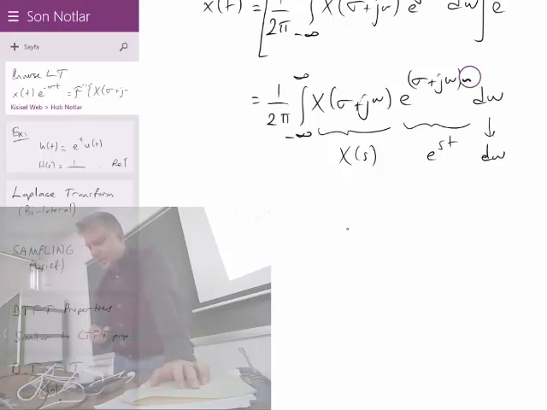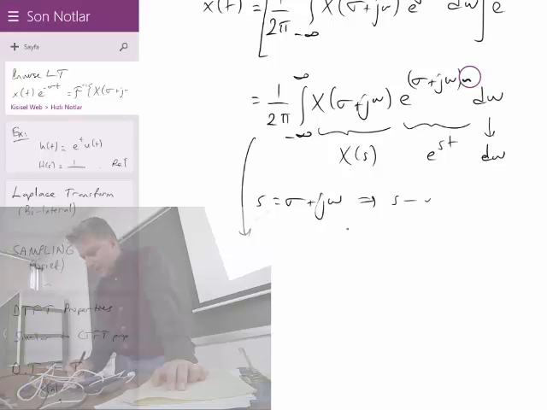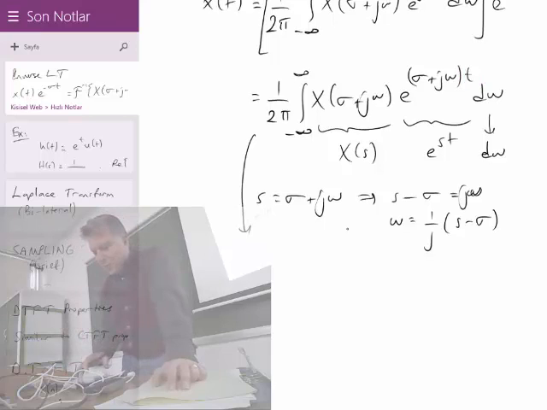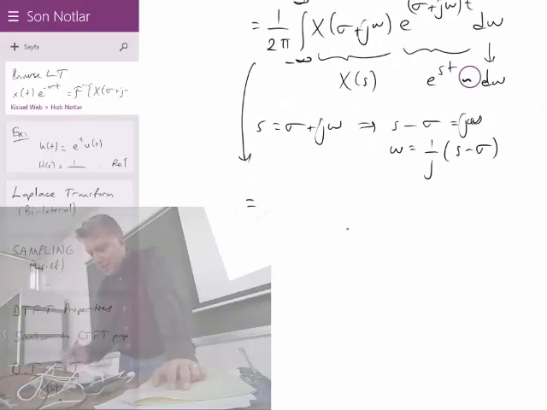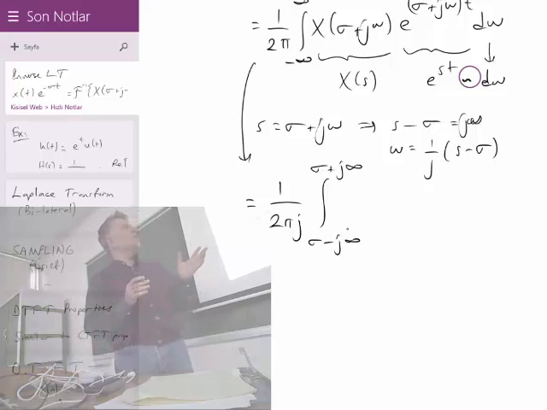Or we can write it like this. Let's make a replacement of variables, saying that s is equal to sigma plus j omega. Therefore, s minus sigma is equal to j omega, and omega is equal to 1 over j (s minus sigma). You can write it in this form, which makes our integral with this change of variables like this: 1 over 2 pi j, an integration, and this integral is along a shifted line this time. It is not from minus infinity to infinity for omega, it is from sigma minus j infinity to sigma plus j infinity. So don't get confused about these concepts.